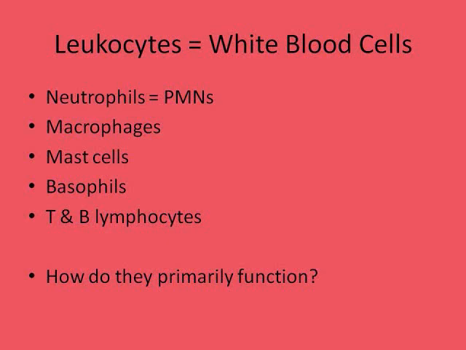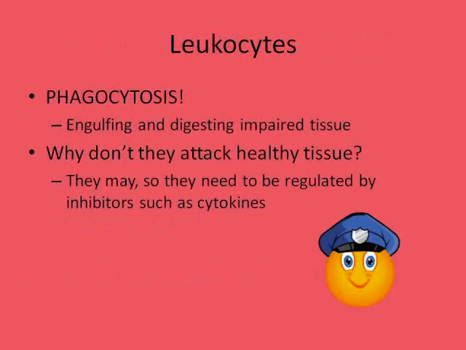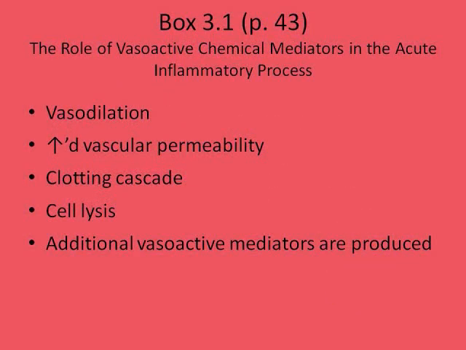Well, how do they primarily function? They function by phagocytosis. They engulf and digest impaired tissue. Why don't they attack healthy tissue? Well, they might, so they need to be regulated by inhibitors such as the cytokines. Now, box 3.1 on page 43 in your book is a nice box. Please review that.